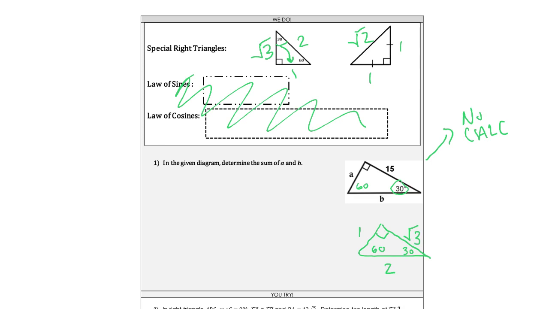So now that I've figured out my baby triangle, I could just make proportions to solve. So A matches up with 1. So A over 1 equals, let's do, well, I can't do B over 2 because that'd be 2 variables. So I'm going to choose 15 over radical 3.